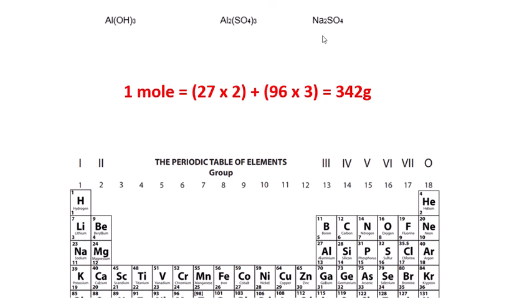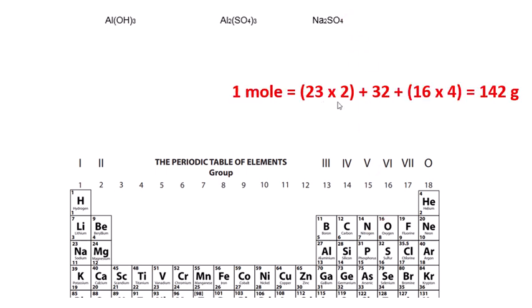And finally, Na2CO3, so 2 sodium, 2 times 23, again, you can check it down there in our periodic table if you're not sure. Sulfur S, which is here, 32, 4 oxygens, 16 times 4, and we'll put that in: 23 times 2 plus 32 plus 16 times 4, 142.